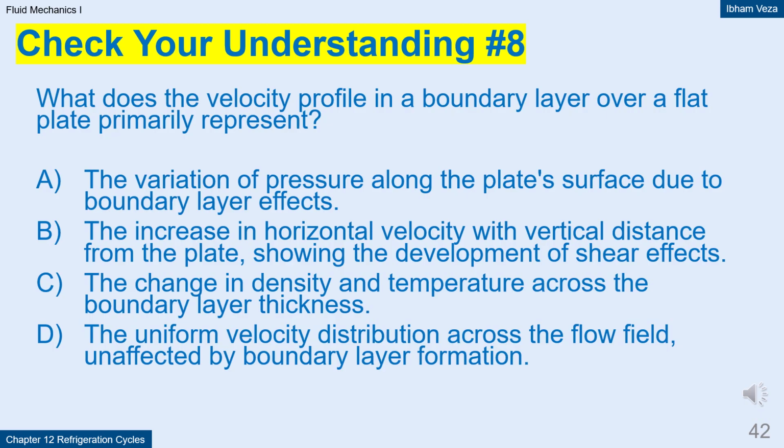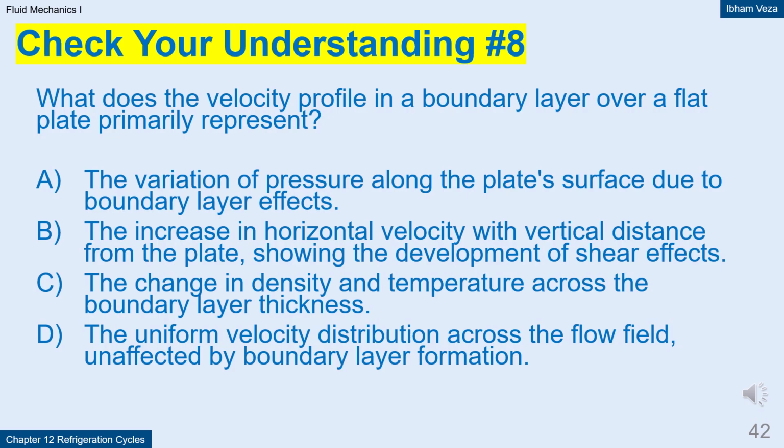Check your understanding. 88. What does the velocity profile in a boundary layer over a flat plate primarily represent? Correct answer, B. The increase in horizontal velocity with vertical distance from the plate, showing the development of shear effects.